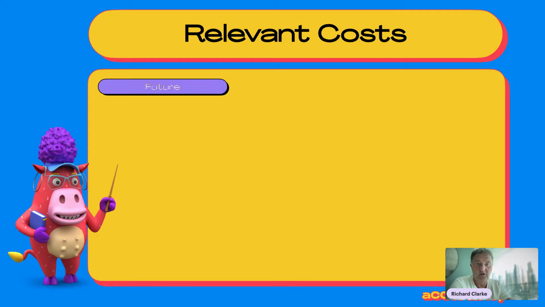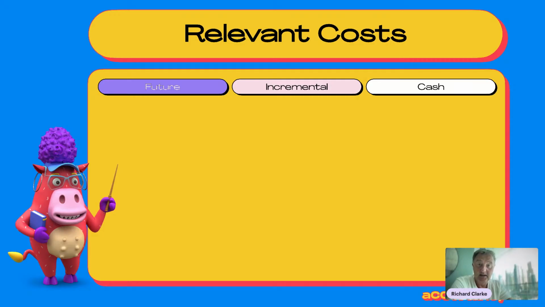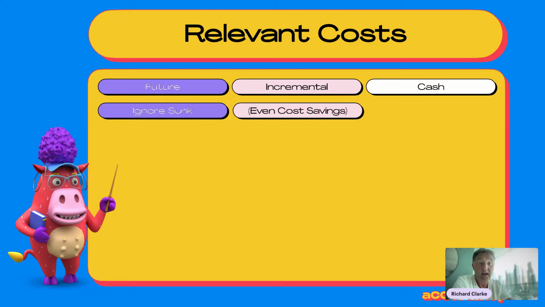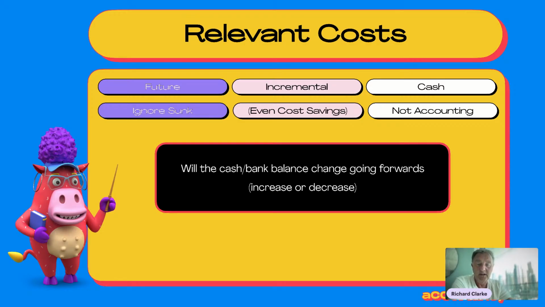So, relevant costs. Basically, the idea is that they've got to be in the future. They've got to be incremental, i.e. more or less, and they've got to be cash flows. So if they're future, that means you can ignore any sunk costs, any costs that have happened in the past. Incremental, so you can include even cost savings, doesn't just have to be more sales. And obviously cash means not accounting, so you'd ignore things like depreciation or allocation of overheads. Okay, so that's the stuff that we already know.